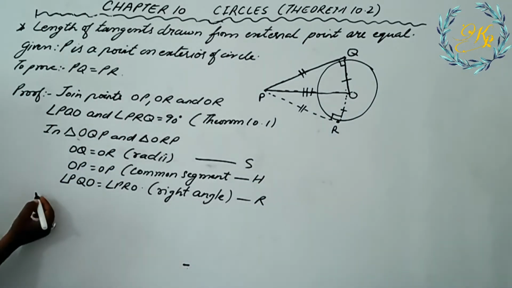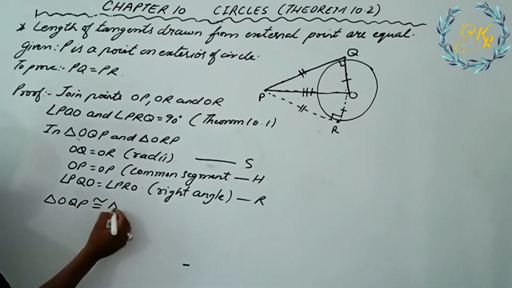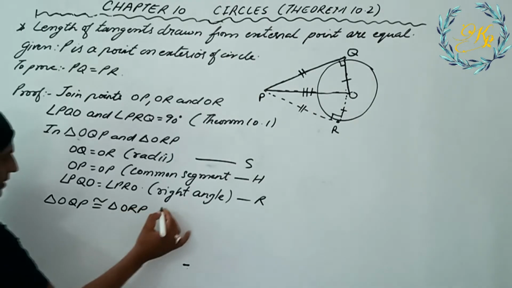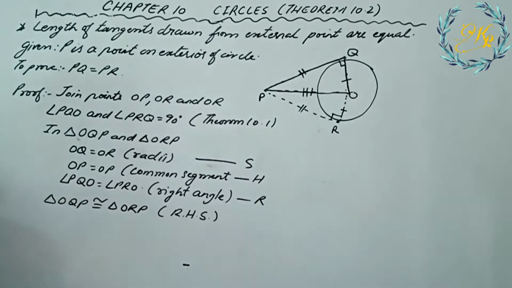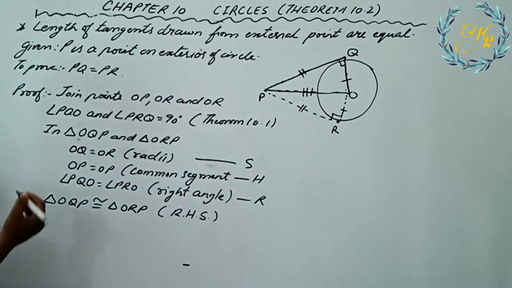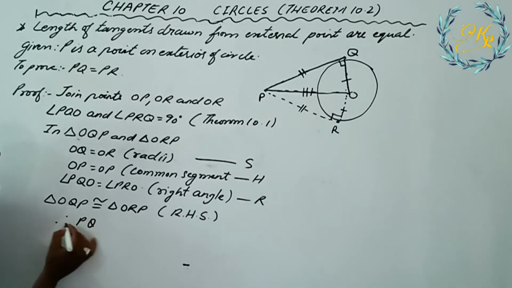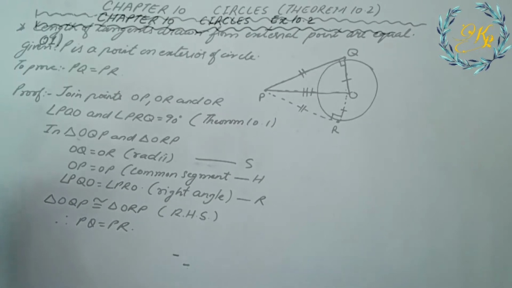So lastly in the next line you will write that triangle OQP is congruent to triangle ORP by right angle hypotenuse side congruency. Hence we can say that the third side of the triangle, therefore PQ is equal to PR. Hence the lengths of the tangents are proved equal. This marks the end of theorem 10.2. Well, let's begin exercise 10.2 now after having finished theorem 10.2.